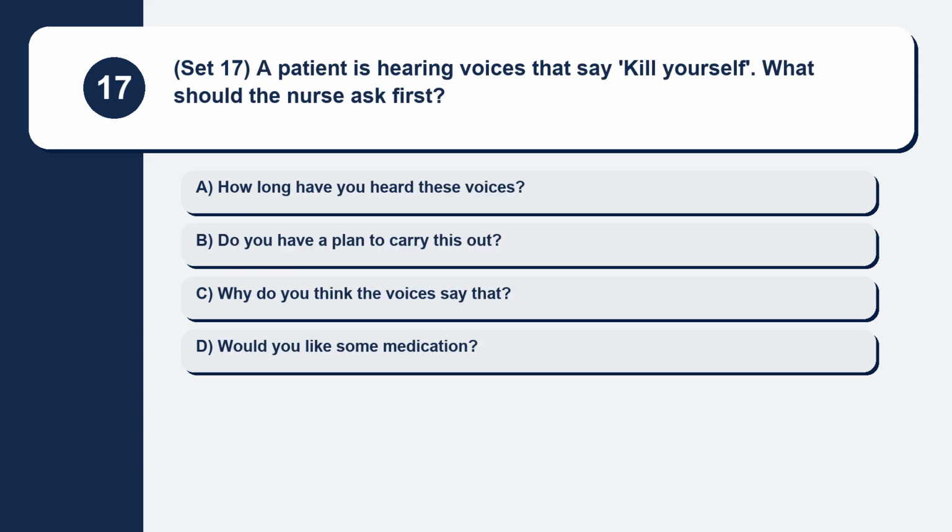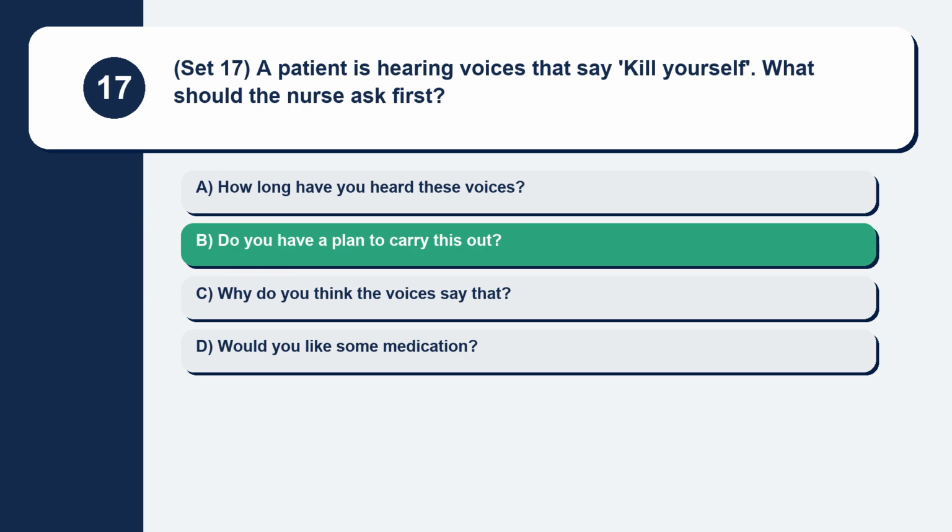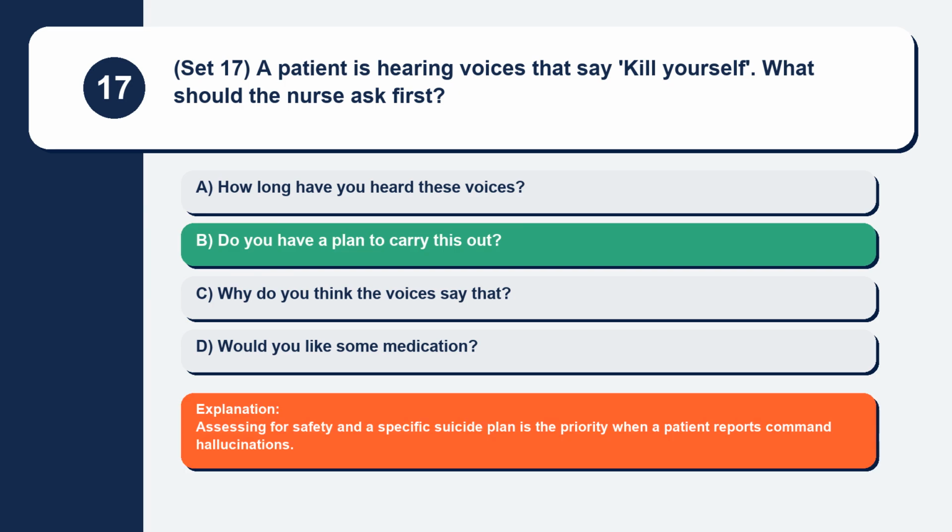Question 17. Set 17. A patient is hearing voices that say, "Kill yourself." What should the nurse ask first? How long have you heard these voices? Do you have a plan to carry this out? Why do you think the voices say that? Would you like some medication? Assessing for safety and a specific suicide plan is the priority when a patient reports command hallucinations.